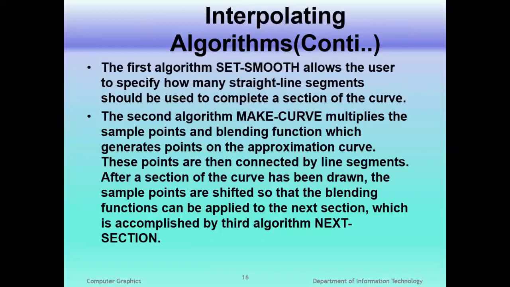The first algorithm, set smooth, allows the user to specify how many straight line segments should be used to complete a section of the curve. The second algorithm, make curve, multiplies the sample points and blending function, which generates points on the approximation curve. These points are then connected by line segments after a section of the curve has been drawn. The sample points are shifted so that the blending functions can be applied to the next section, which is accomplished by the third algorithm, which is in the next section.